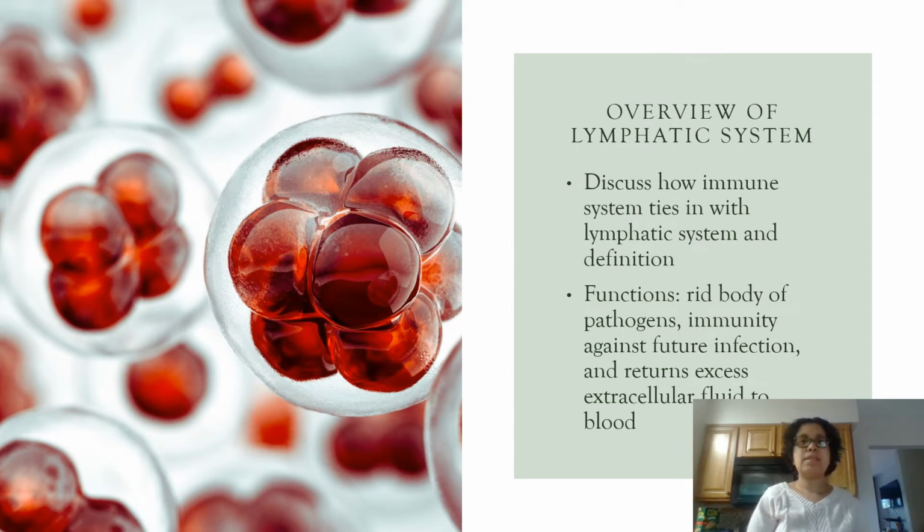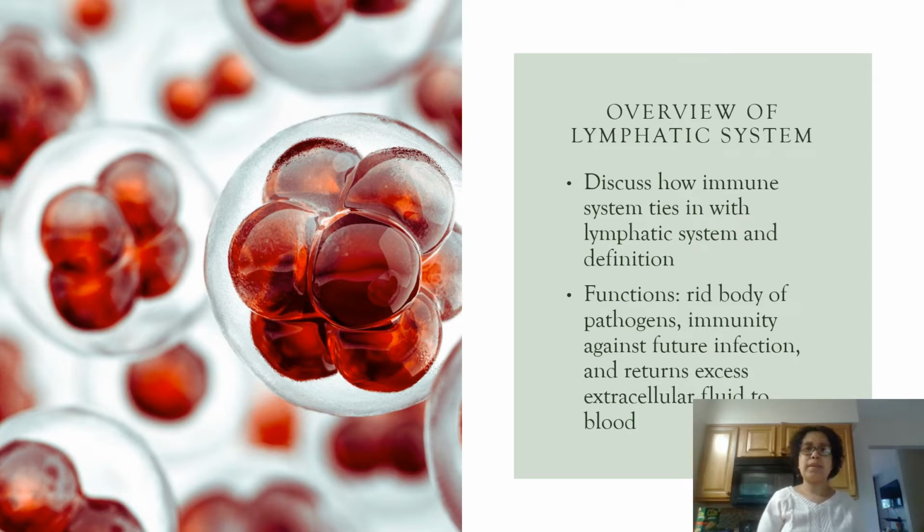The immune system is tied together with the lymphatic system. In fact, some might say they're interchangeable. This is because the lymphatic system helps fight off diseases and infections. The definition of the lymphatic system is the organs and tissues associated with immunity and balance.